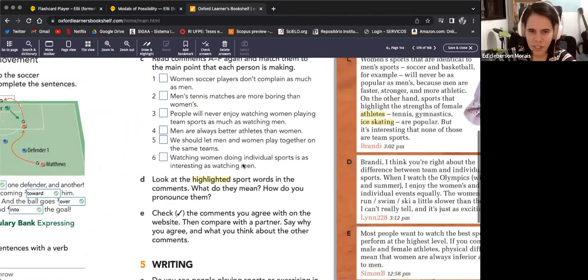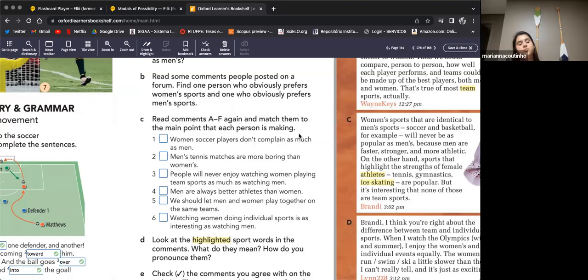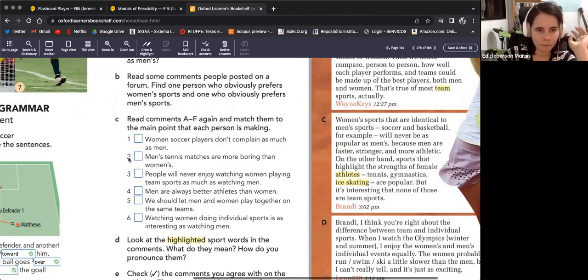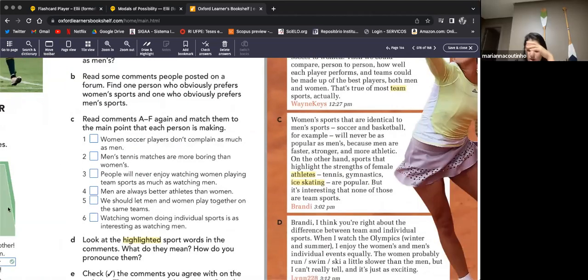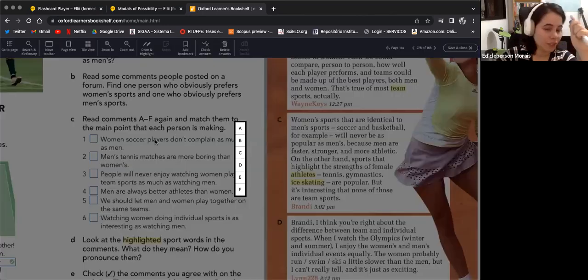Let's do letter C. Let's read the comments A through F. We already did it, okay? And match them to the main point that each person is making. So the main point that each person is talking about. The first one, can you read? Women soccer players don't complain as much as men. Which letter commented it?